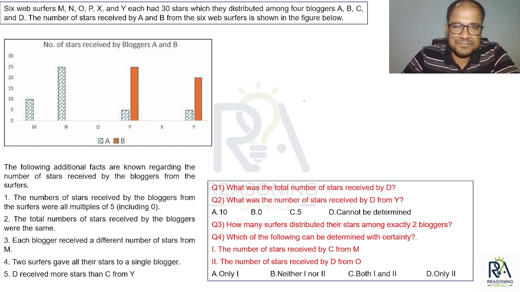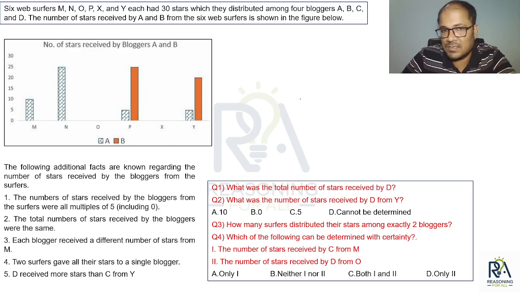Hello everyone. Today we'll be taking up a DI set from CAT 2024 slot 1, and from my point of view this is the easiest set of that slot. If any student has missed out this set, they have made a big mistake. That means your set selection was not right. The set selection went wrong.